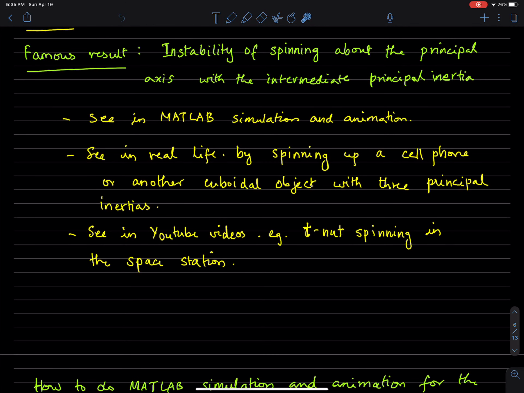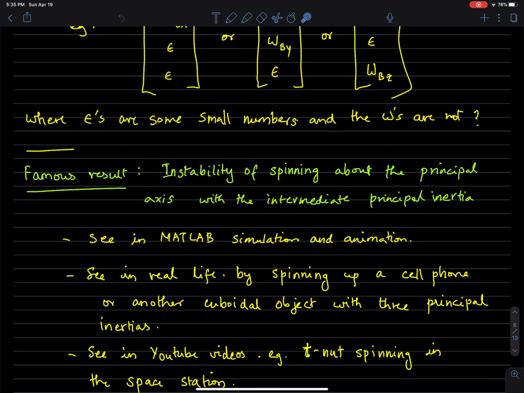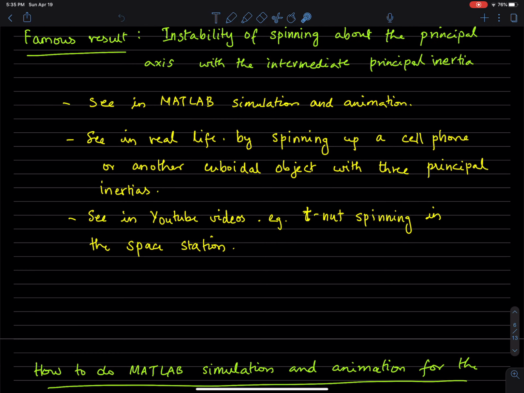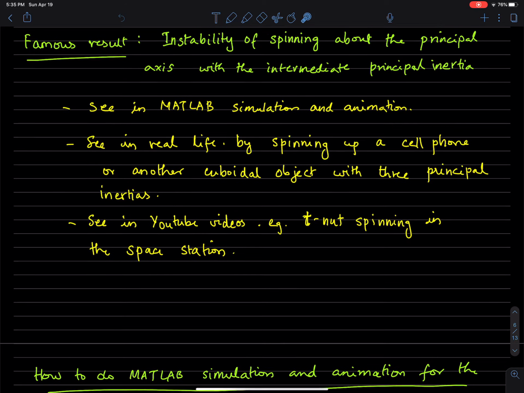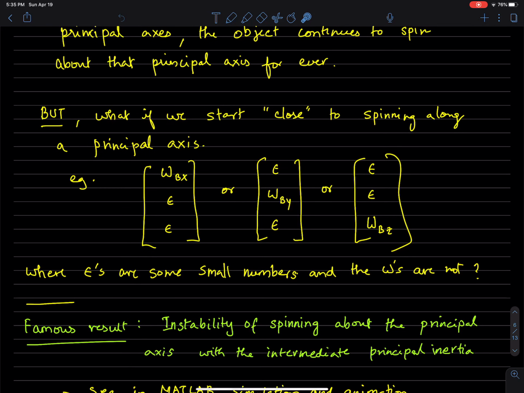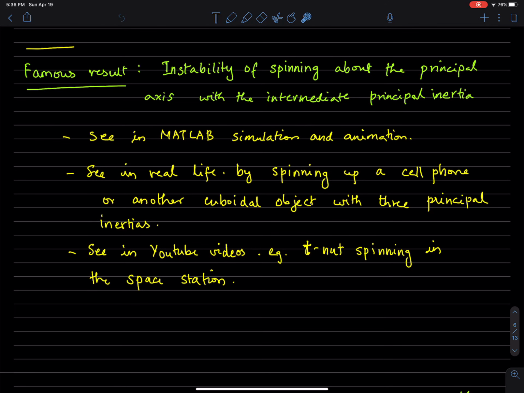There's a famous result, and you can see lots and lots of YouTube videos on this topic, which has to do with instability of spinning about a principal axis. We will do this in a Matlab simulation and animation in the next video. We will show how spinning about two out of these three axes is actually stable, but spinning about one of these axes is actually unstable. So we'll show that, and the conditions for that, with the Matlab simulation.